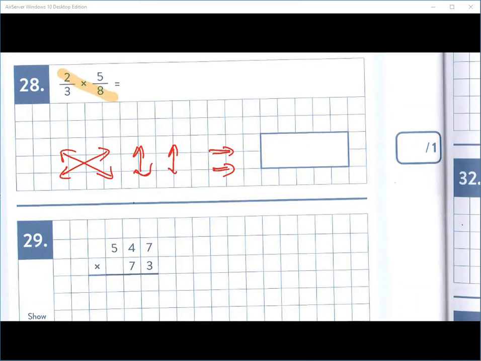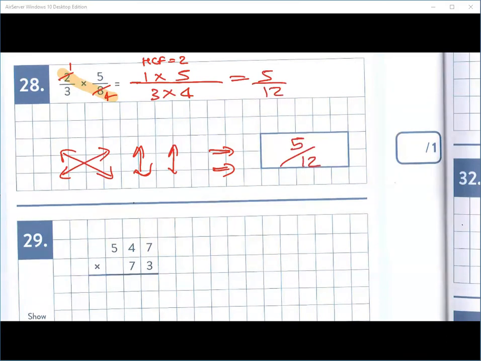So what can we cancel here? 1 and 4, fantastic. Because the highest common factor of 2 and 8 is 2. So what do we do now that we can't cancel anymore? You do 1 times 5 is 5. Okay. 3 times 4 is 12. So it'll be 5 over 12.